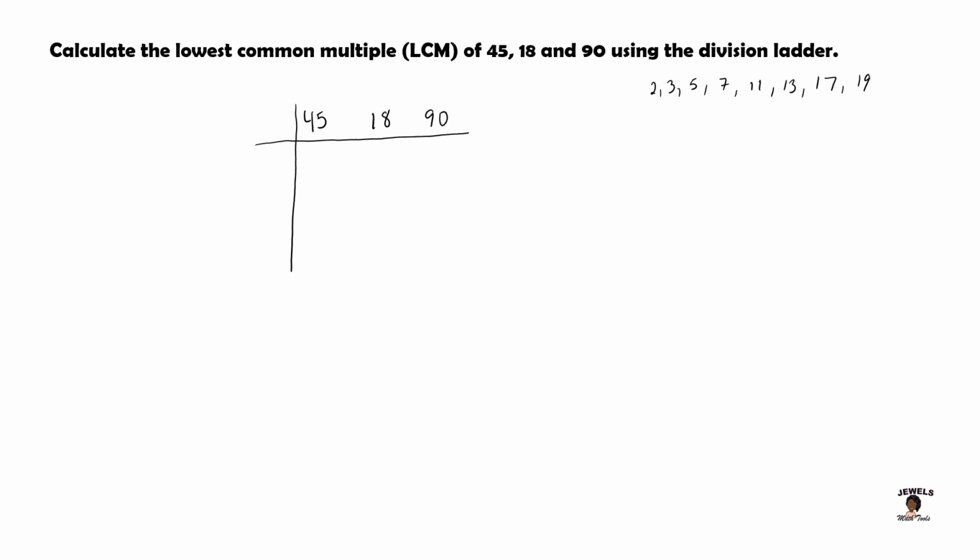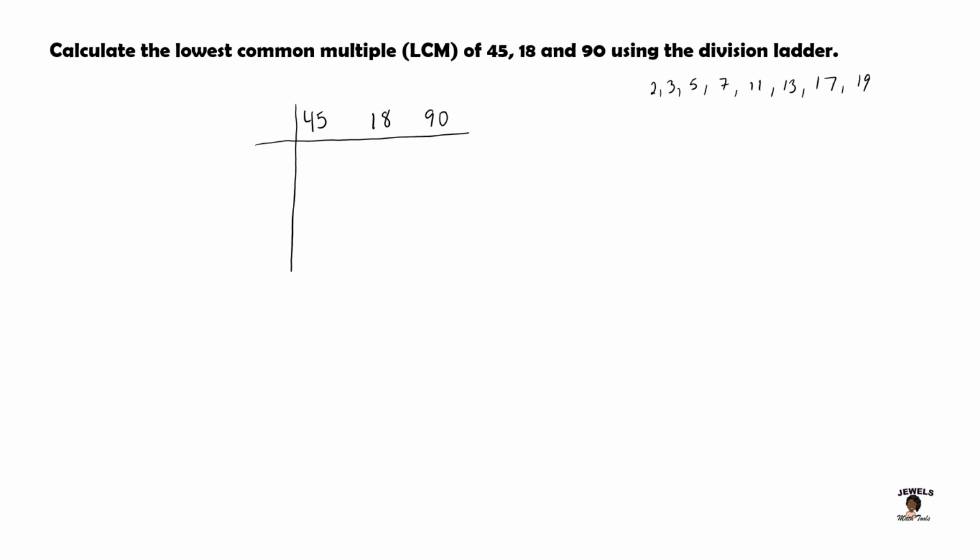So let's look at our numbers 45, 18, and 90. So I need a prime number that can divide into these three numbers. Now remember that when using the division ladder, there will be times when maybe you can use a number that can divide into all three at once, or you may simply have to work one number at a time. So do not feel pressure that you have to work all three numbers at once. Sometimes you can and sometimes you won't be able to.